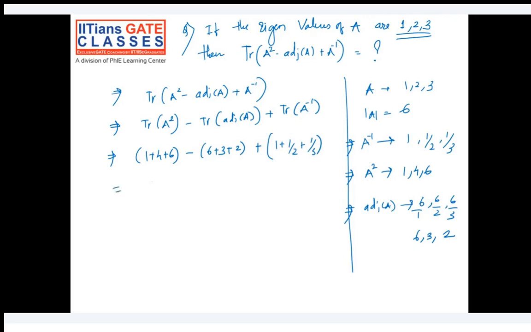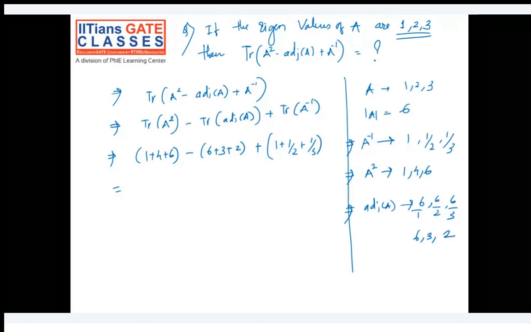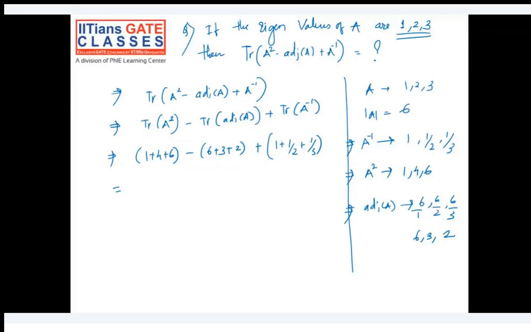So 4 plus 6 plus 1 is 11, minus 6, 5. Okay, so basically this will get cancelled out. No, I think this is a square is 9 here. So 14 minus 11 is 3. 3 plus 1 is 4. So 4 plus 1 by 2 plus 1 by 3, which is 29 by 6. Yeah, everyone is getting the same answer.